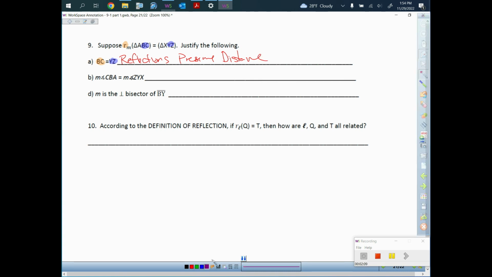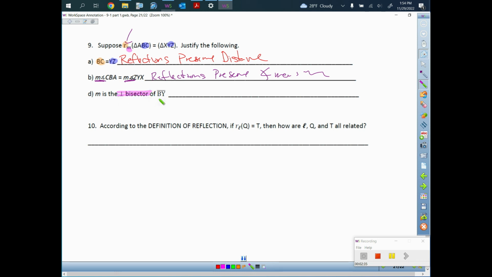Here, easiest way, if you know how to say this, you're going to rock it. That's the measure of an angle, like measure of angle CBA is equal to the measure of angle ZYX. We're talking about angle measure. We were given a reflection, so reflections preserve angle measure.